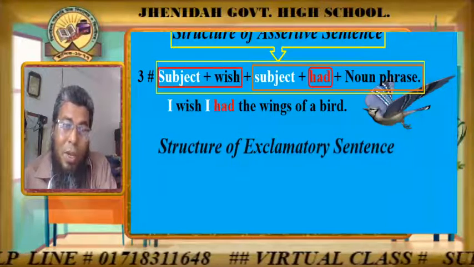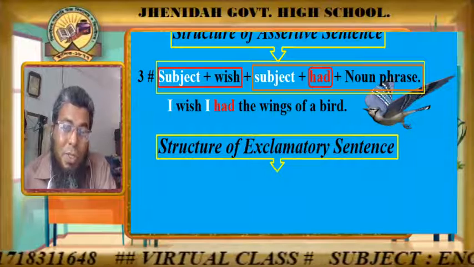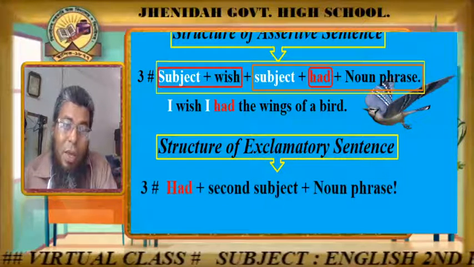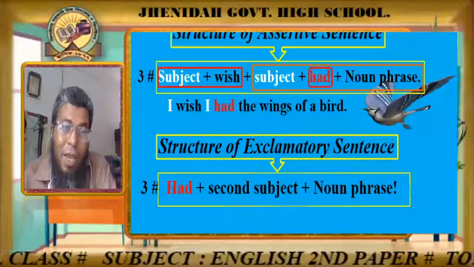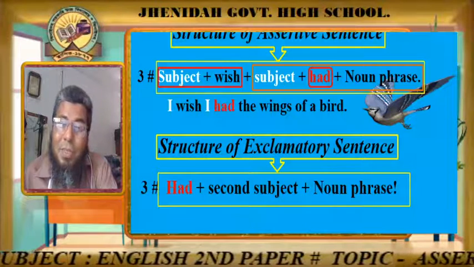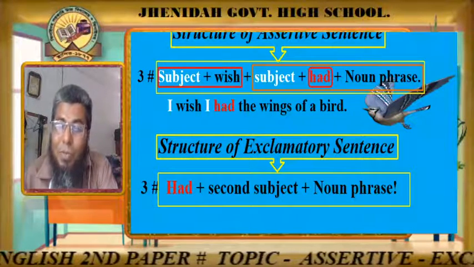Okay, look at the structure of the exclamatory sentence. Had plus second subject plus noun phrase, then marks of exclamation.